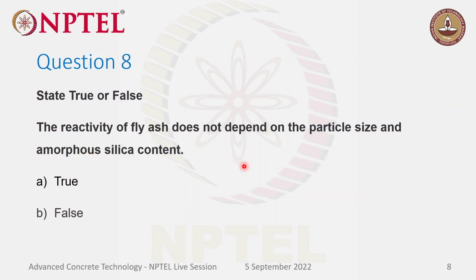Okay, now let's move to question 8. Question 8 is: the reactivity of fly ash does not depend on the particle size and amorphous silica content. I think everyone knows, I've seen at least the XRD plot of fly ash in the lecture PPT. So here they're saying the reactivity of fly ash does not depend on the particle size and the amorphous silica content. Is it so? Let me put a timer for less than a minute. After less than a minute, we'll see the answer.